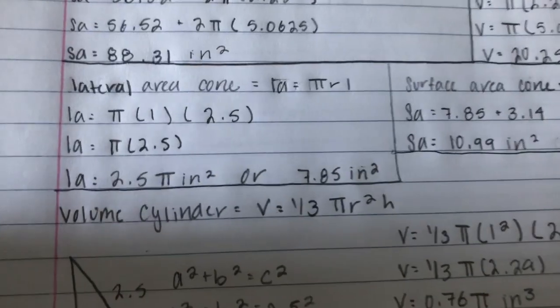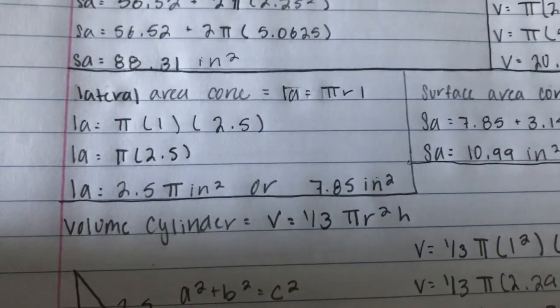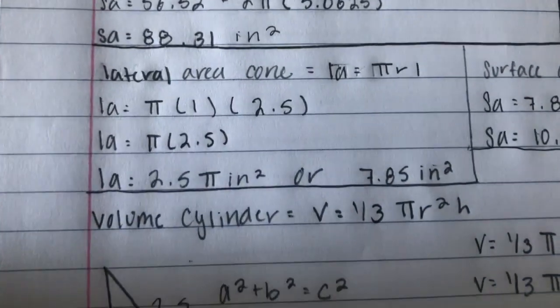So the next shape we're measuring is this cone that I made, and our measurements are the slant height is 2.5 inches, and our diameter, which is all the way across, is 2 inches, and our radius would be 1 inch because it's half the diameter. To find the lateral area of a cone, our equation is pi r l. L equals the slant height.